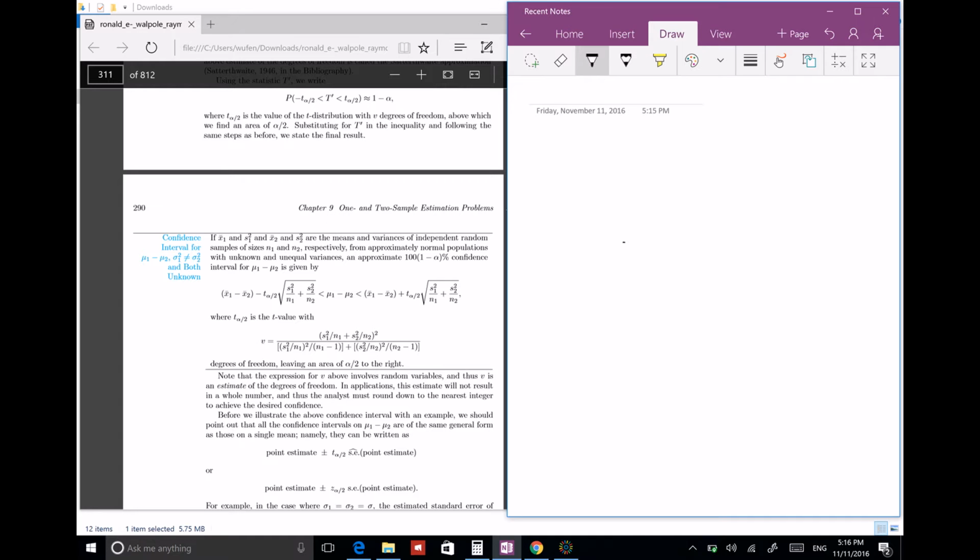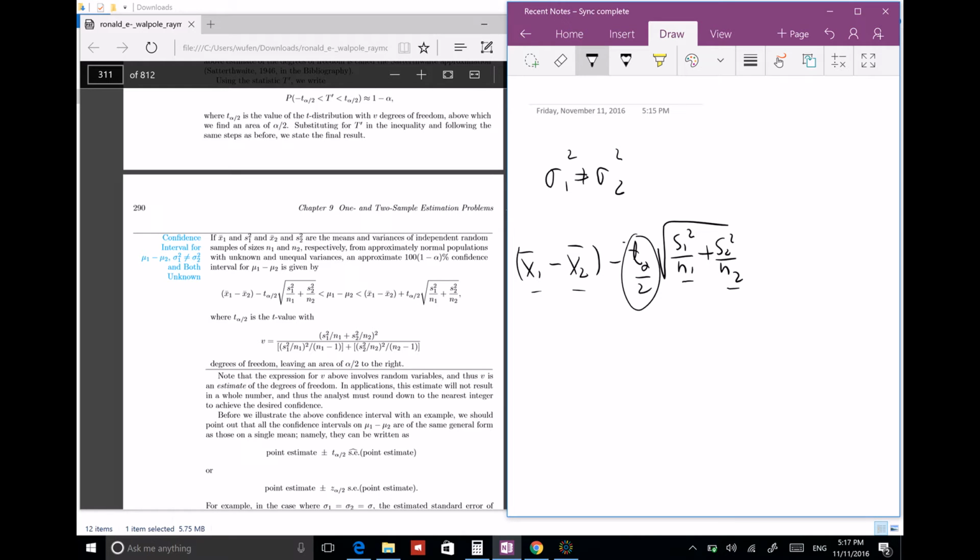The next one is when sigma 1 and sigma 2 are unknown again, and sigma 1 and sigma 2 are not equal. So this is very similar to the normal distribution now. It's minus T alpha over 2 times the square root of s1 square over n1 plus s2 square over n2. So we find T alpha over 2, and the rest is given. Mu1 minus mu2 is less than x1 bar minus x2 bar plus T alpha over 2 times the square root of s1 square over n1 plus s2 square over n2.